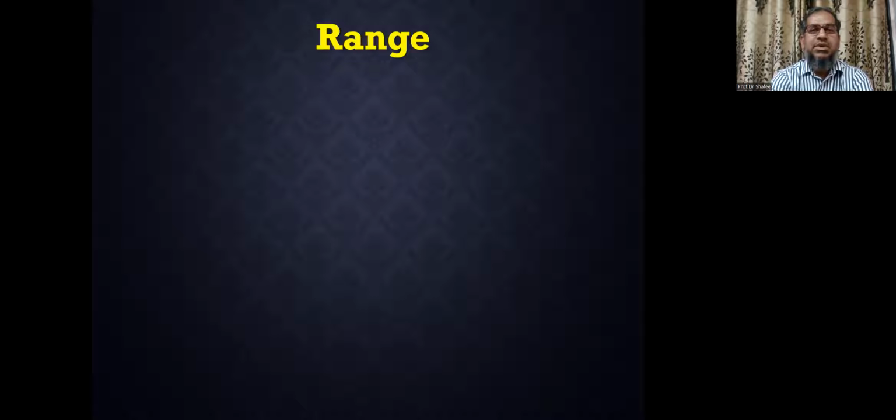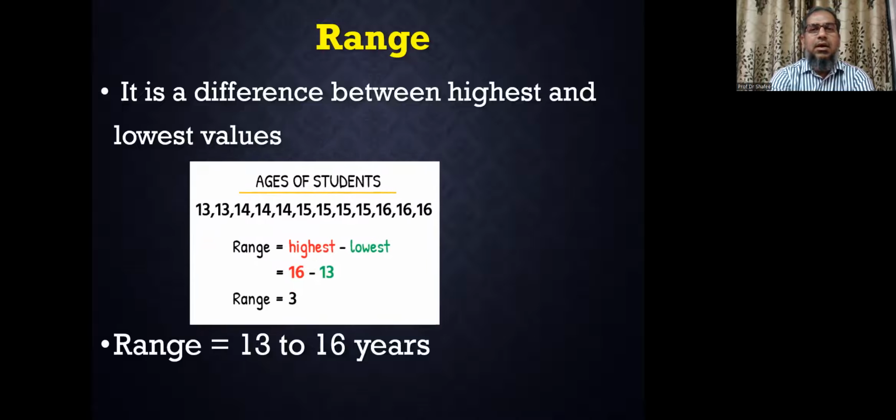Now coming to the first measure of dispersion, that is range. So what is range? In most of the textbooks I have seen, they write that range is the difference between the highest and the lowest values. So what is this difference? In this picture, you can see that ages of students are given. The age range is from 13 years to 16 years. How have they calculated the range here? Highest minus lowest, so 16 minus 13. Can we say that the range is 3? I think no. Actually the range is 13 to 16 years.